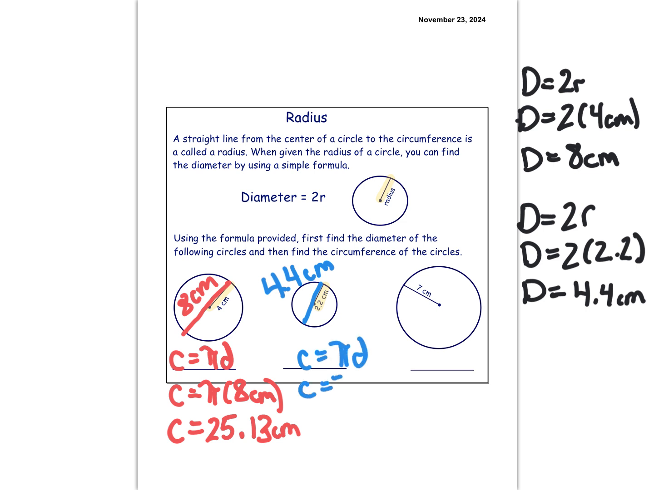Okay, so C equals pi D. C equals pi times 4 and 4 tenths centimeters. And when I calculate that out, I come out with 13 and 82 hundredths centimeters.